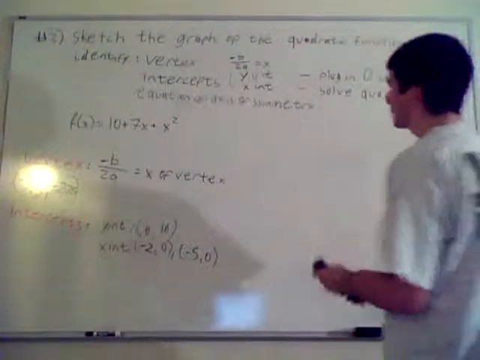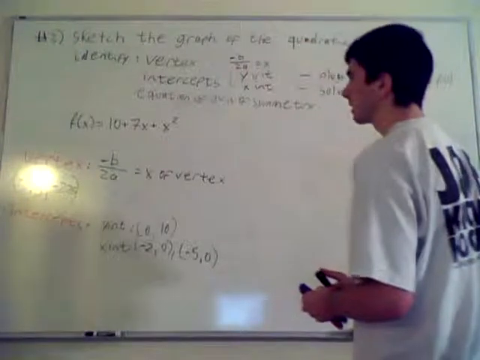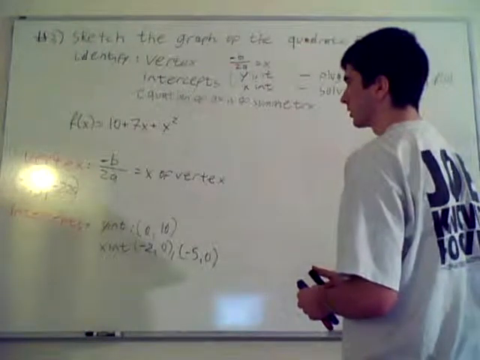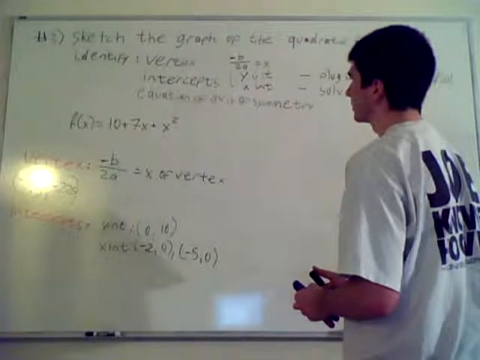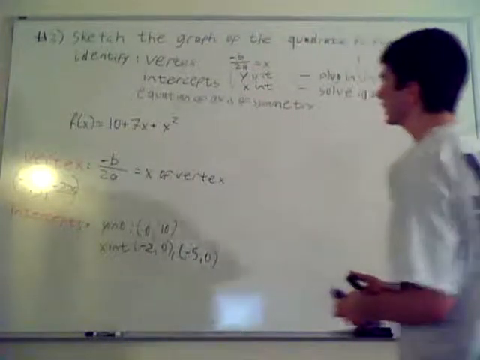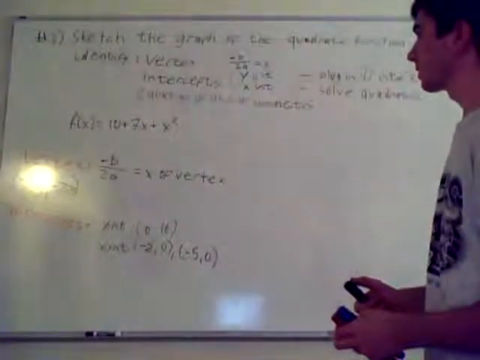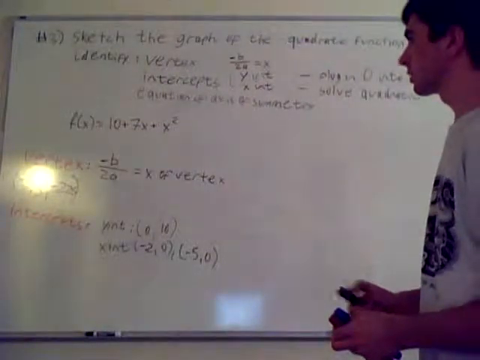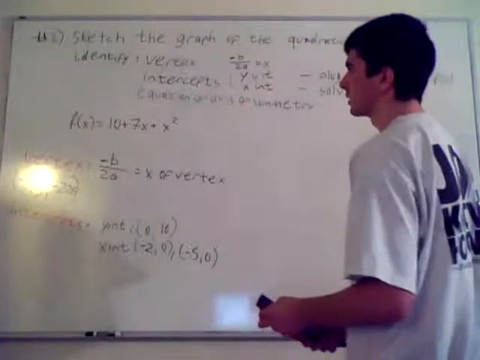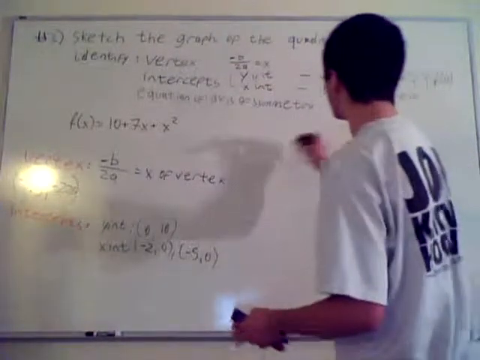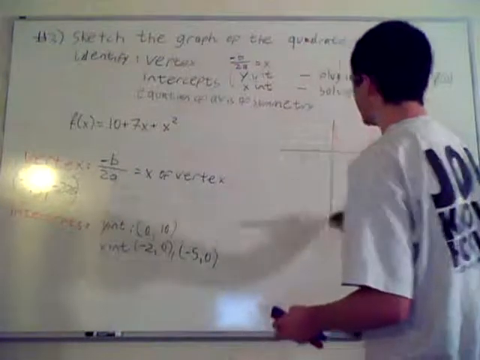Finally, we are at the equation of the line of axis of symmetry. Actually, to find this, let's graph it first, because I think it's just the vertex. Give me 1 second. Let's just graph it first. I'm not sure about this.